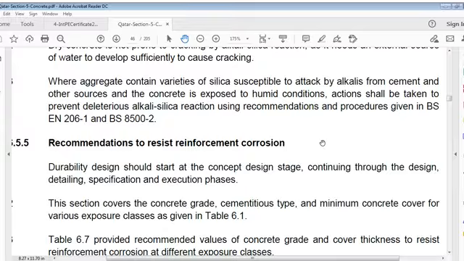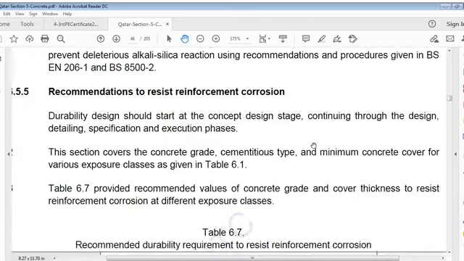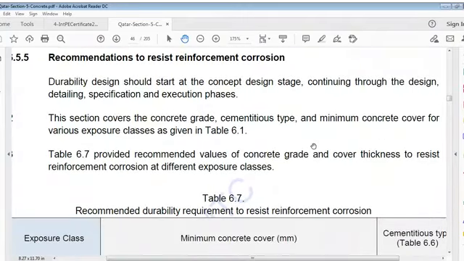Humid conditions, remember, action shall be taken to prevent deleterious alkali silica reaction using recommendations and procedures given in British Standards EN 2061 and BS 85002. Recommendations to resist reinforcement corrosion. How to resist reinforcement corrosion?